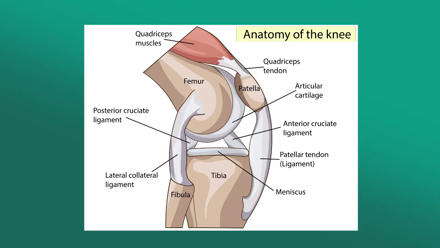The anterior cruciate ligament, or the ACL as it's most commonly referred to, is the primary stabilizer of the knee. The knee consists of four main ligaments. Two ligaments are outside the knee, the MCL and LCL, and two ligaments are inside the knee, the ACL and the PCL.